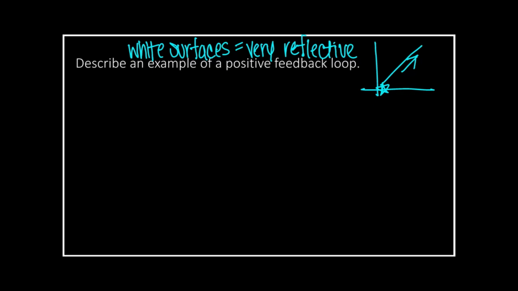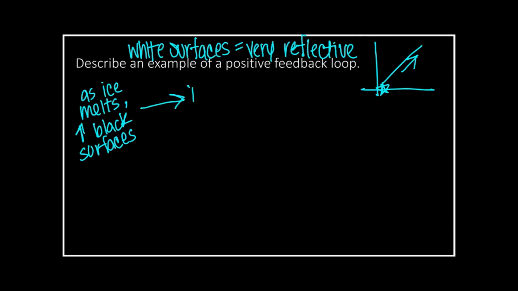So as ice melts, it increases black surfaces. And if you think about like on a hot day, black surfaces are going to absorb heat, right? And this whole process is called albedo. Okay, so as they're absorbing heat, they're going to increase albedo, okay, which is then going to increase global warming.